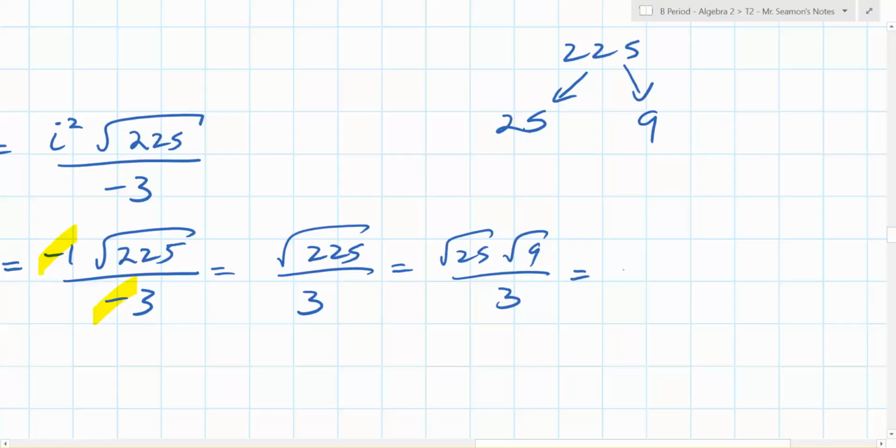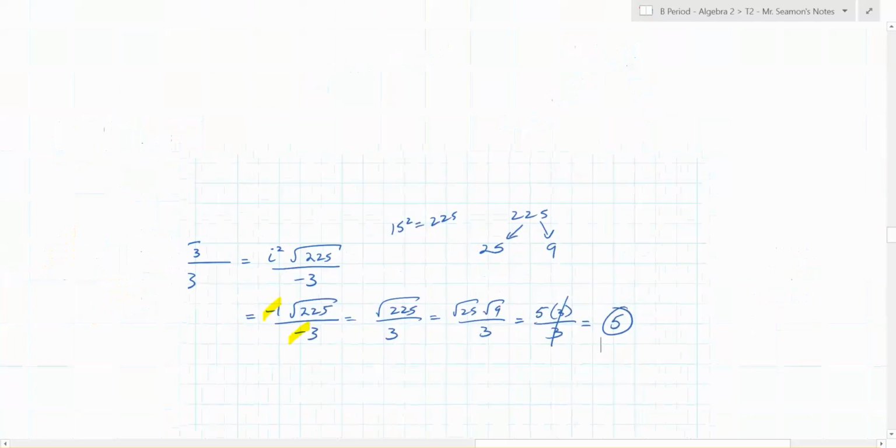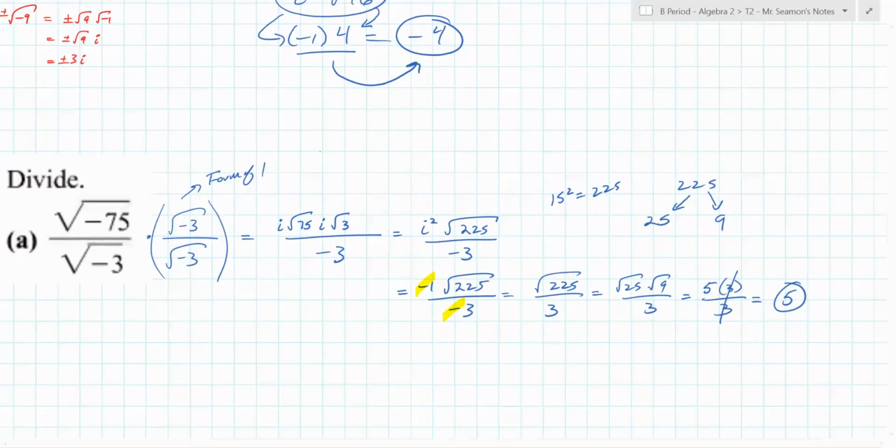What's the square root of 25? 5. What's the square root of 9? 3. So that's 15 over 3. And what are you left with? 5. This right here is just a fancy way of writing the number 5. Pretty cool, huh? Yeah. Pretty cool.